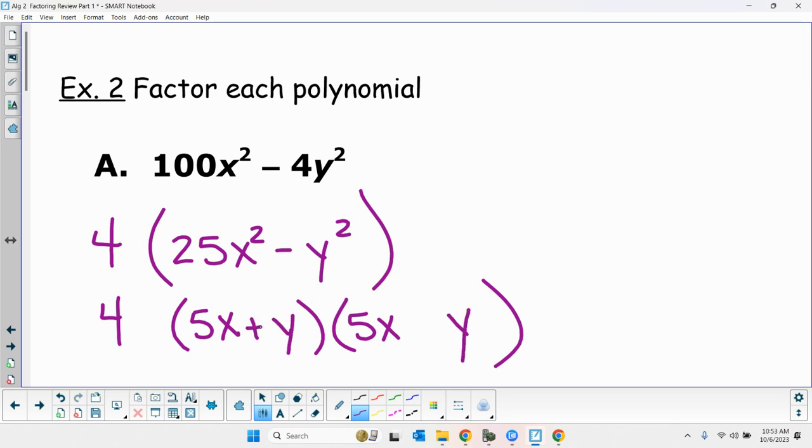What if that was a y to the 6th? What's the square root of y to the 6th? No, just y to the 3rd. Just cut it in half. The square root of an even exponent is just cutting that number in half. Okay?